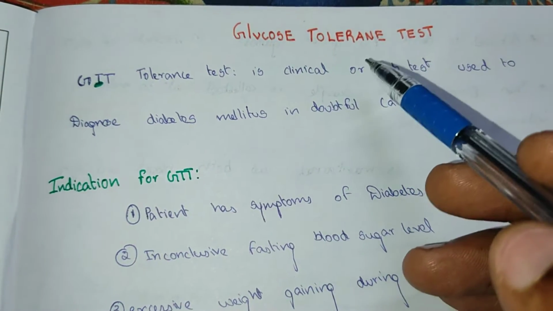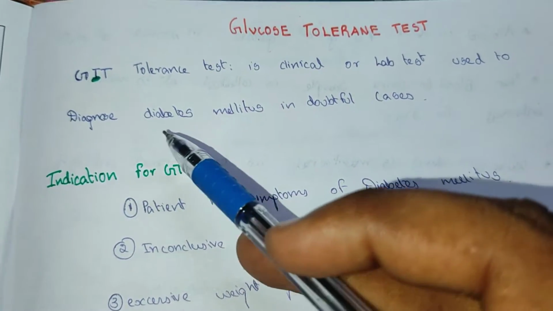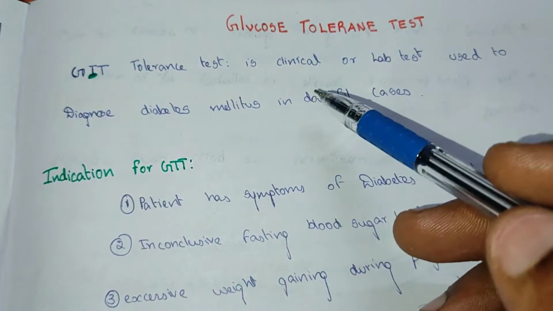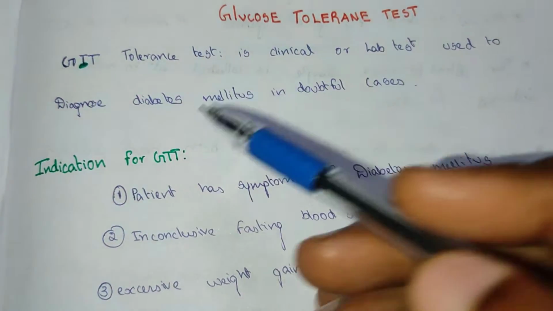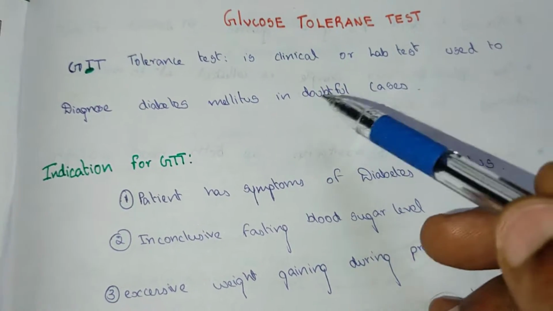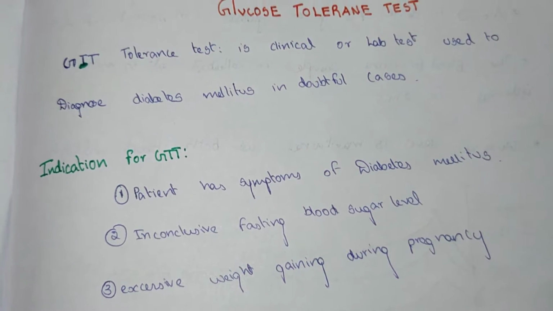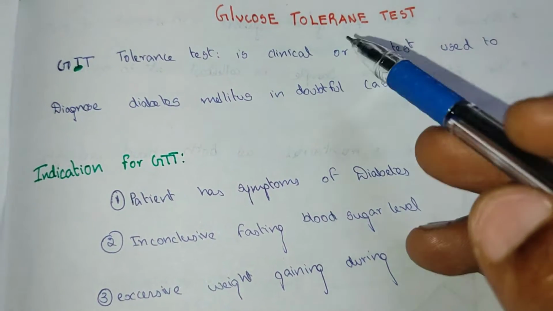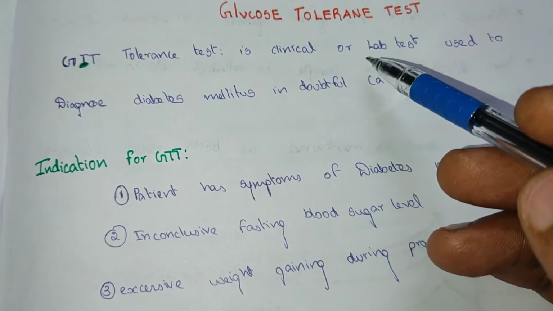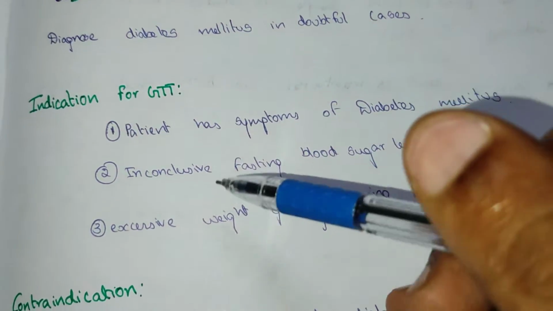In this video, we are going to see about the glucose tolerance test, otherwise known as GTT. This is a clinical lab test used to diagnose diabetes mellitus in doubtful cases. When a patient has symptoms or is a doubtful case, the glucose tolerance test is provided to confirm whether the patient is diabetic or not.